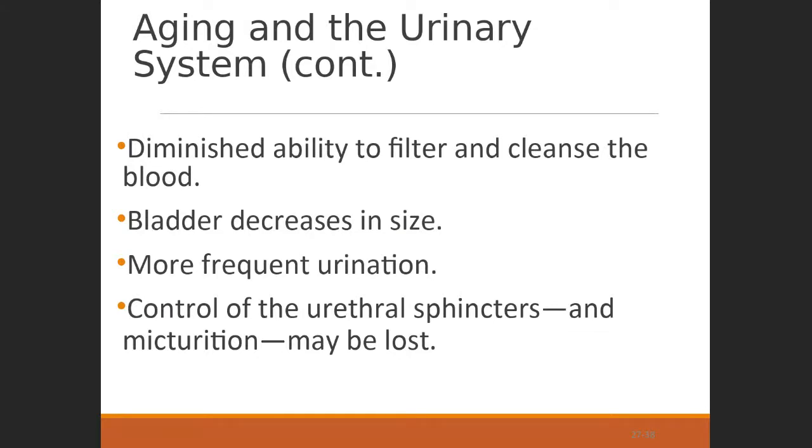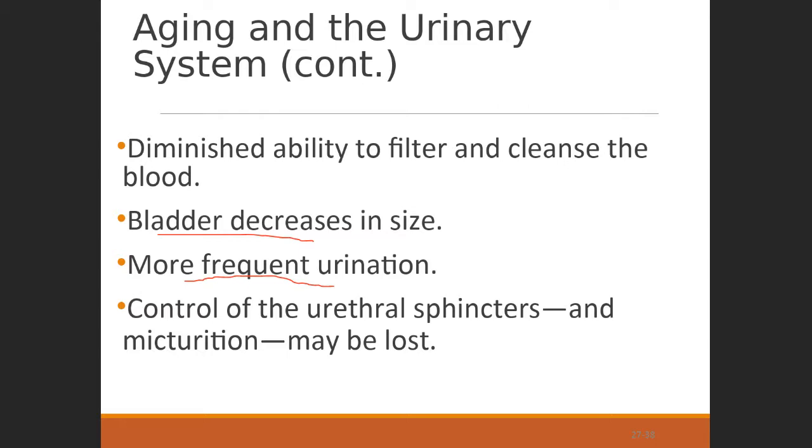Now that we've gotten past the kidney, we see a reduction in bladder size. Now remember, the bladder was an organ that was meant to expand and contract. So a reduction in bladder size may mean a decrease in bladder mass, or it may simply mean an inability for the bladder to extend like it used to. Once it could hold 2 liters of fluid, but now it doesn't stretch that much anymore. Now it only holds 1.5 liters. Because of that, you will undergo more frequent urination.